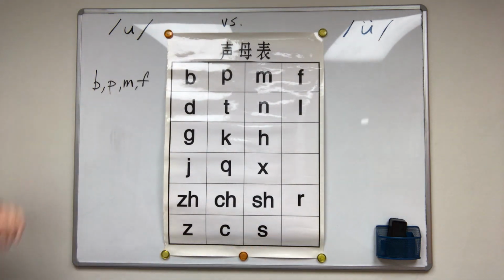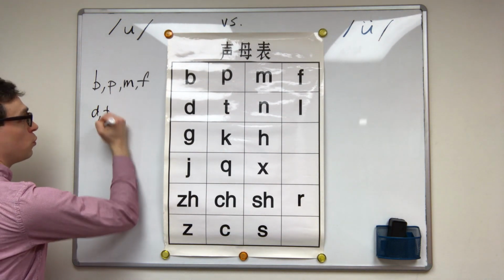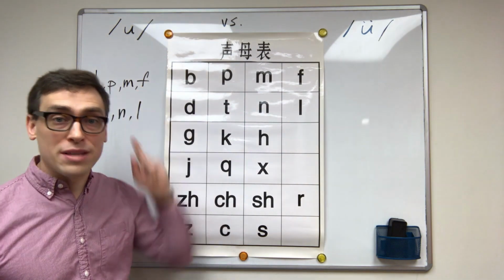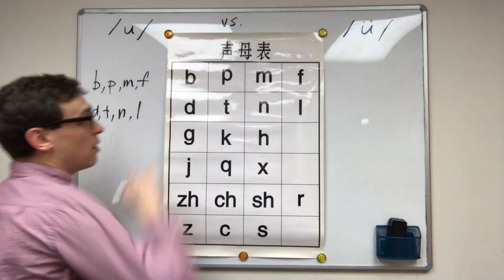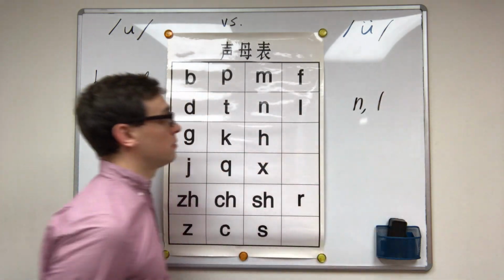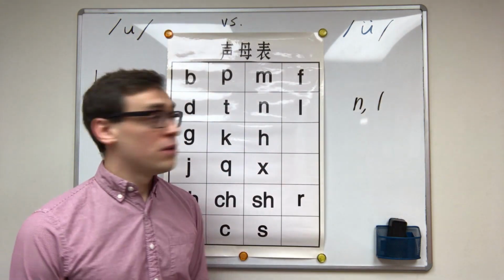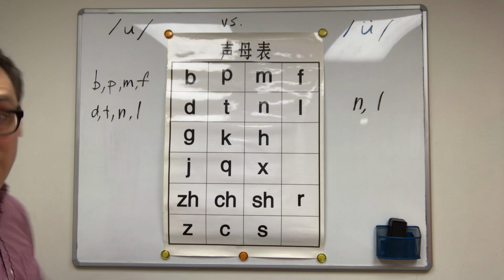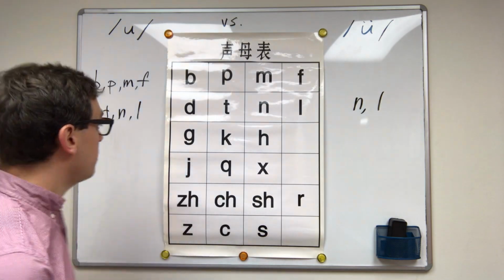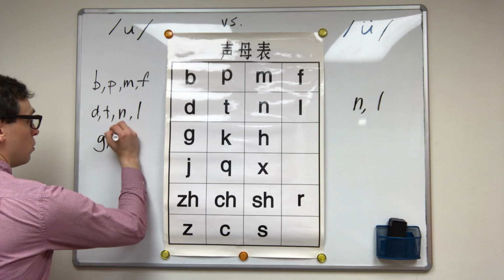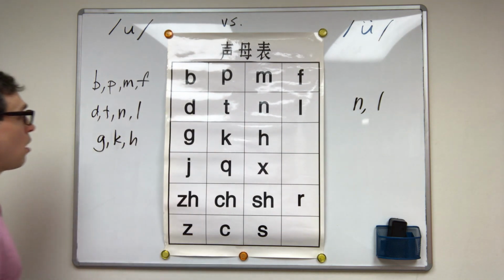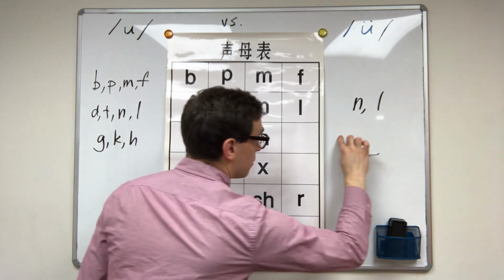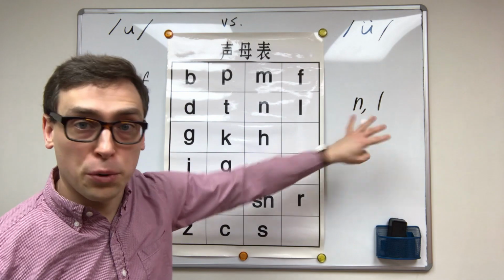Our next line, du, tu, nu, lu, are all good with u. These can all take u. It turns out only n and l from this line can take a ü. So we have nü, lü, that works. Does not work with d or t. With our next line, ge, ke, he, all work with u, gu, ku, hu. None work here with ü. They will never take ü.